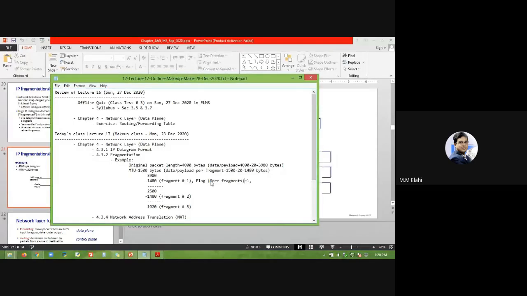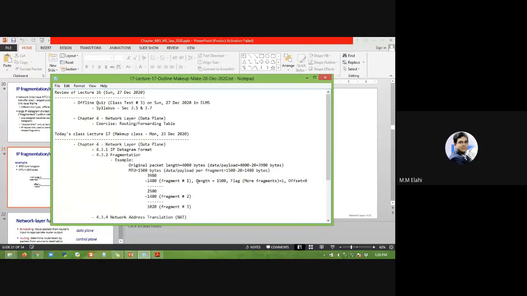means no more fragments are coming. That means that is the last fragment. So flag, or more fragment, for the first one will be 1, and then the offset will be 0. Sorry, 0. Then for the second fragment, here as in the example we can also say the length equals 1500. That means including the header.